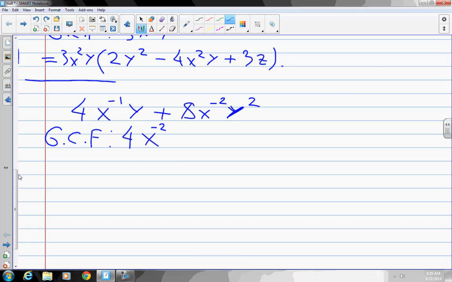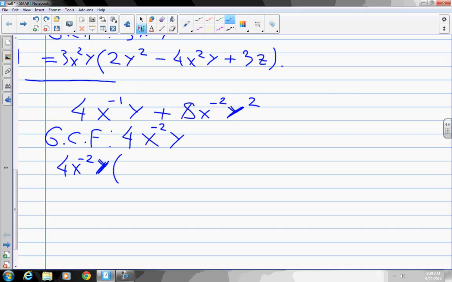So you don't have to think about this. And what is the smallest power of y? Just y. Okay, that's the GCF. This is the greatest common factor. You always go for the smallest exponents. So if we factor this out, what's left then? This is going to be the fun part.